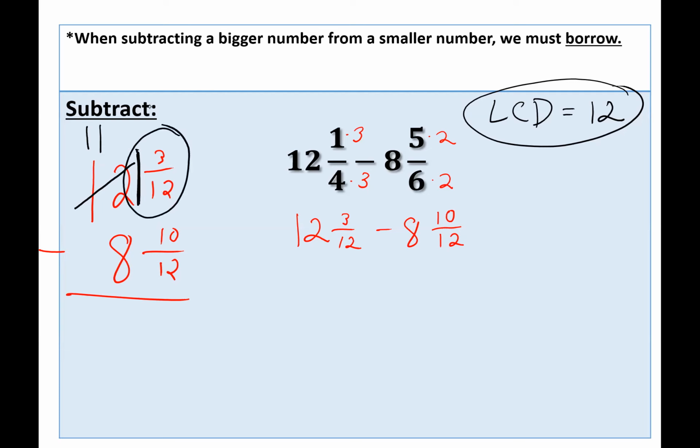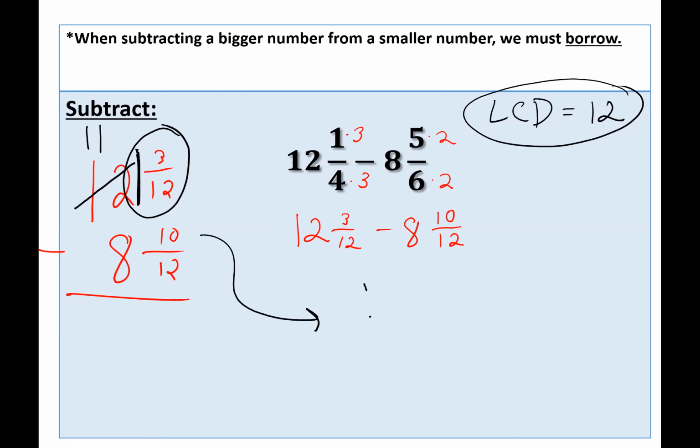Okay, so that whole number 1, it's like it's been borrowed or taken away from the 12, and now it's going to be joined with the fraction. So this 1 is now sort of creating this mixed number, 1 and 3/12. What we're going to do next is change that mixed number into an improper fraction. So let's rewrite this yet again.